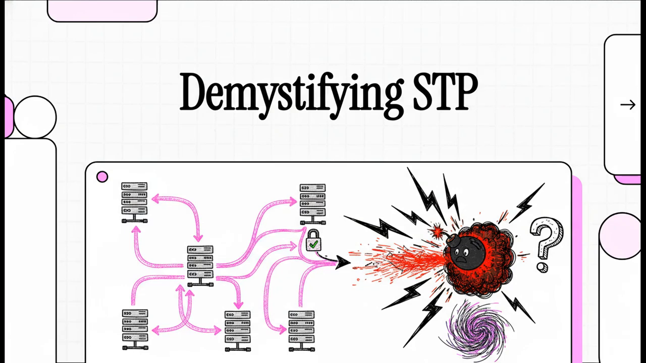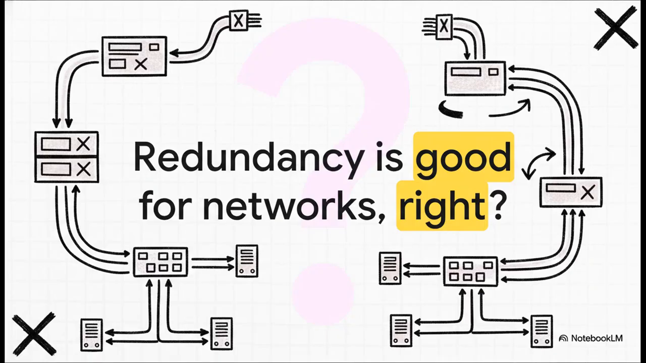Let's talk about building a solid network. We all know redundancy is king, right? Having multiple paths for your data seems like the ultimate safety net. But what if I told you that very safety net, if you're not careful, could actually be the thing that brings your entire network crashing down? And you'd be absolutely right.